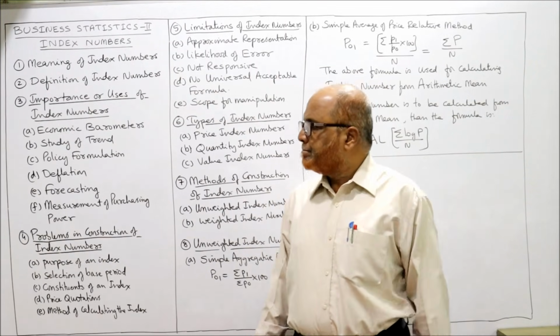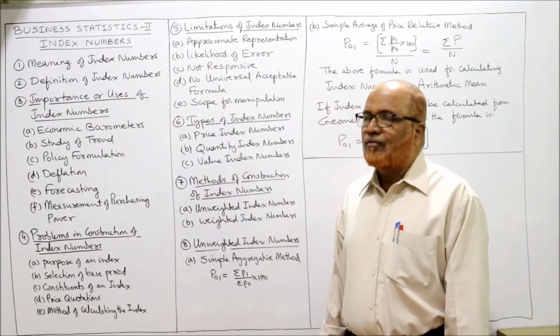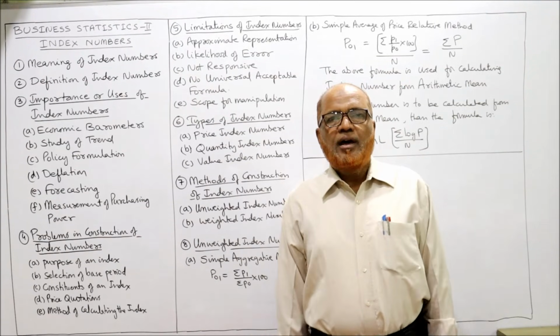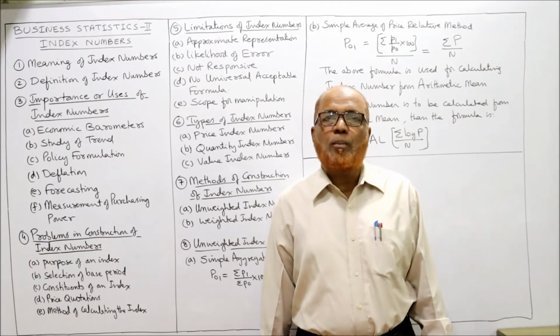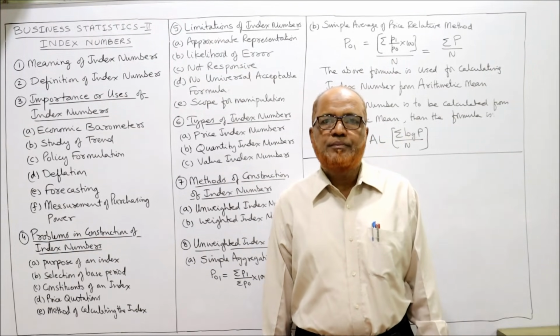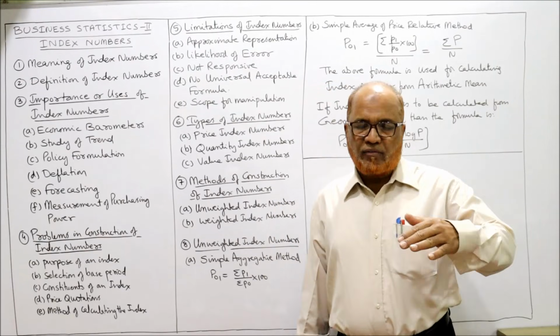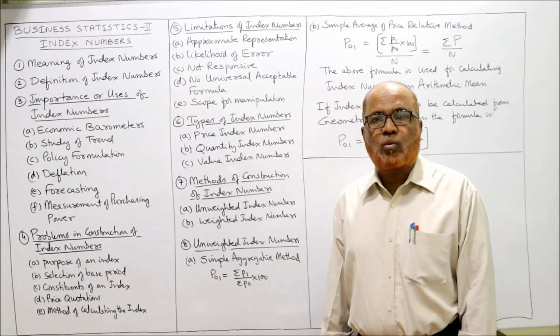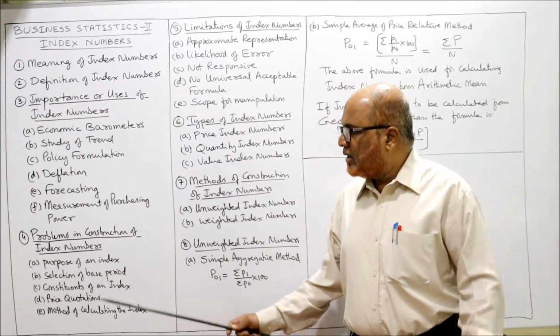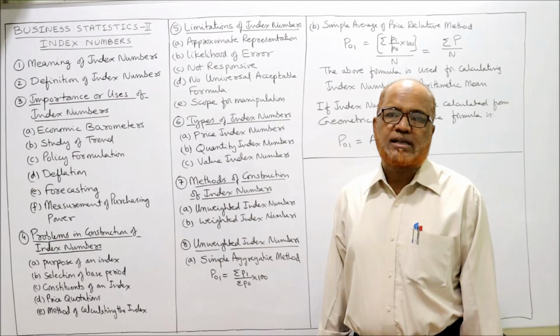points of time. Then, problems in construction of index numbers. While calculating index numbers, a number of hurdles or obstacles will come. We have to overcome those obstacles, and only then can we get the benefit of index numbers. What are the obstacles? What are the problems while constructing the index numbers?